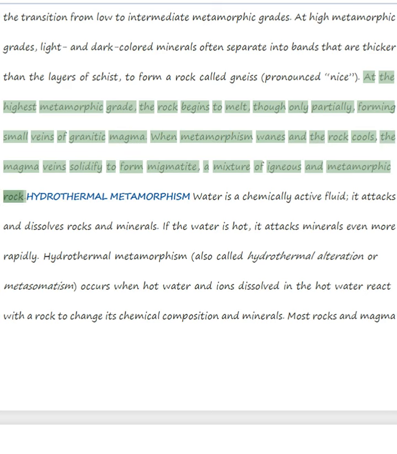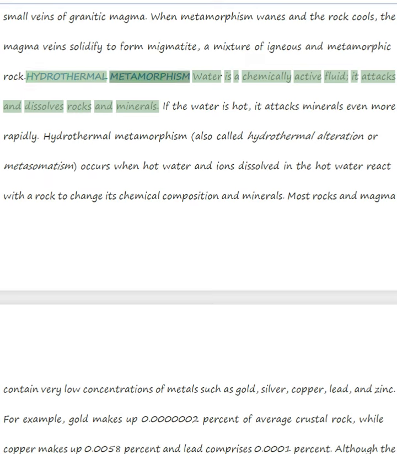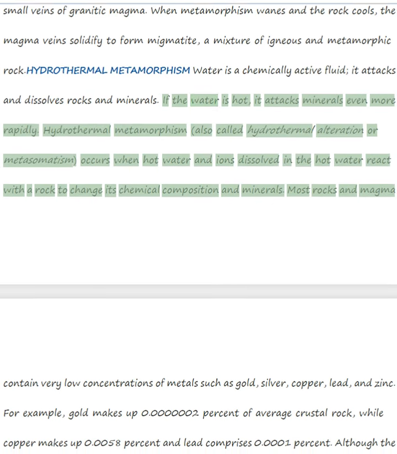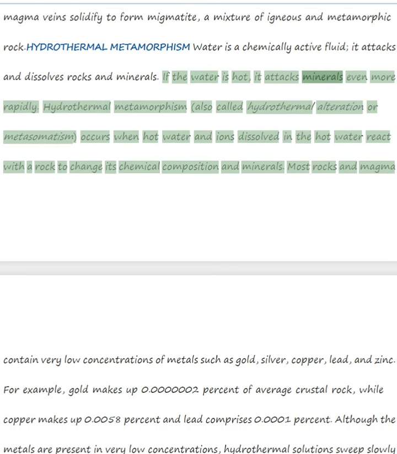Hydrothermal metamorphism. Water is a chemically active fluid. It attacks and dissolves rocks and minerals. If the water is hot, it attacks minerals even more rapidly. Hydrothermal metamorphism occurs when hot water and ions dissolved in the hot water react with a rock to change its chemical composition and minerals.